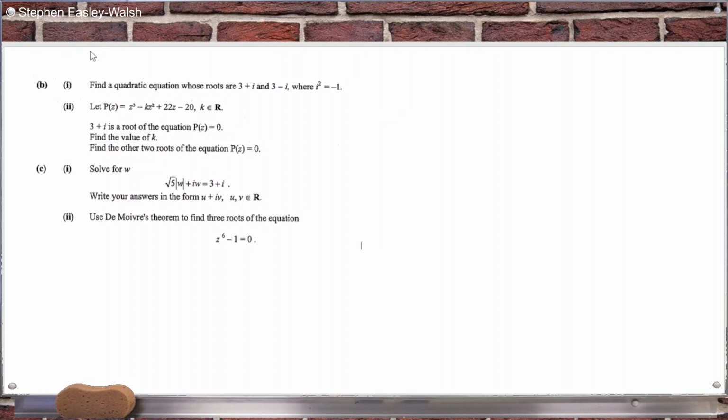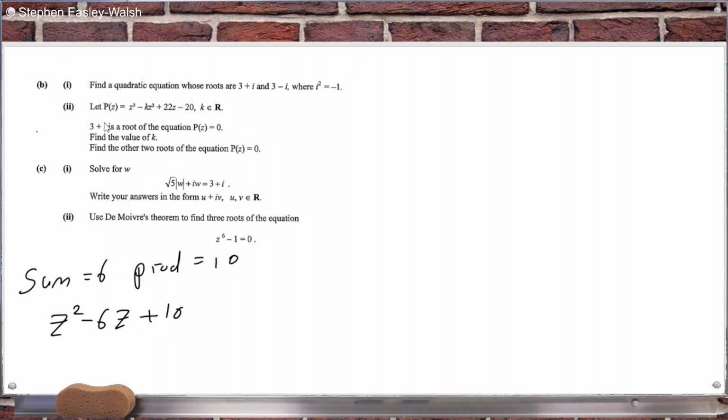Okay, let's have a look here. Find the quadratic equations whose roots are that and that. Okay, so first we want to get the sum and then the product. So the sum is 6 and the product is 9 plus 1, which is 10. So the equation is going to be z squared minus the sum plus the product.